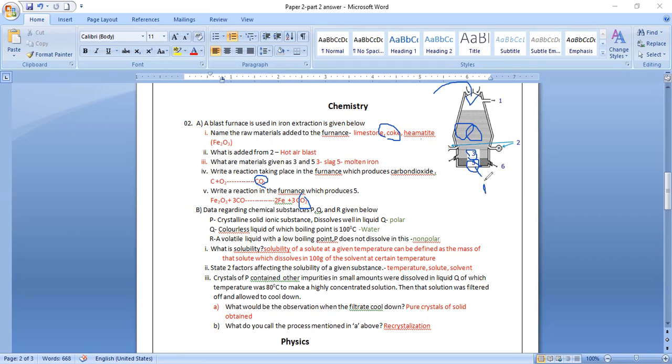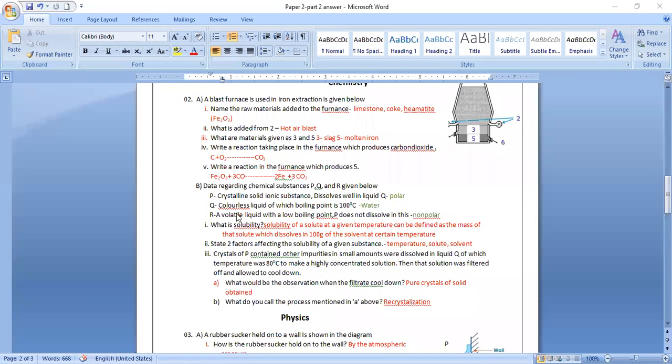So 5 is the molten Fe. This Fe is produced when the hematite reacts with carbon monoxide and gives iron with the release of carbon dioxide. Okay, so that is the reaction. The reactions are very important. Okay. Then the B part.